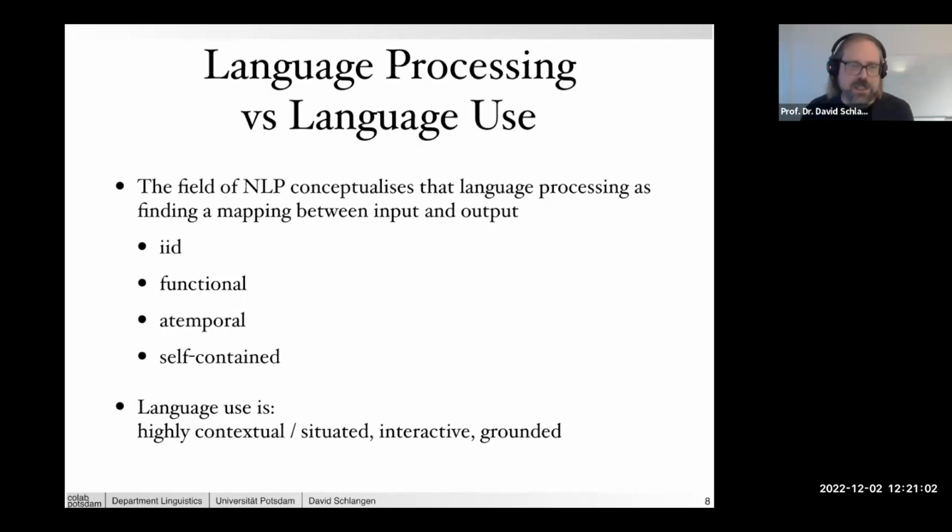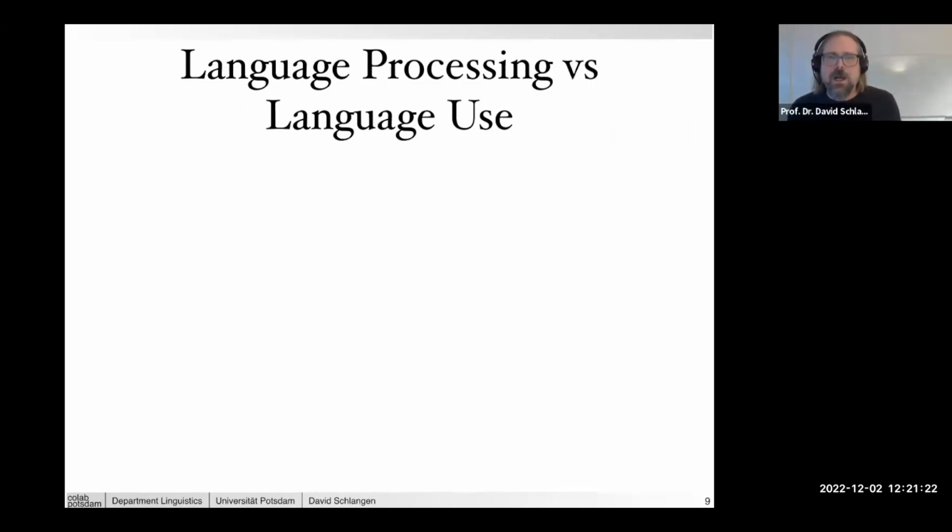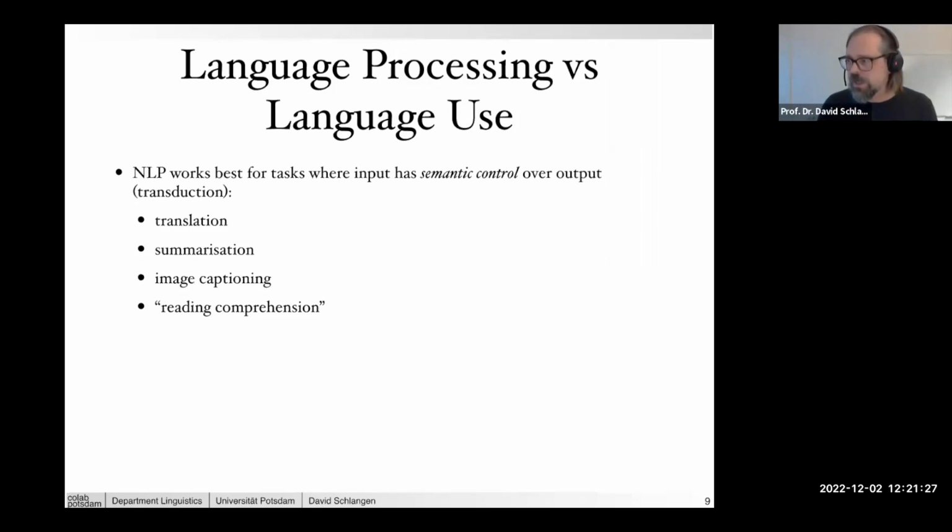Language use is highly contextual and situated. Language use is interactive, and language use is always grounded. So not just in those instances where you have images involved, it's always grounded in human practices, which aren't accounted for in this way of setting things up. The consequence is that NLP works best for tasks where the input has semantic control over the output, kind of like a transduction task, right?